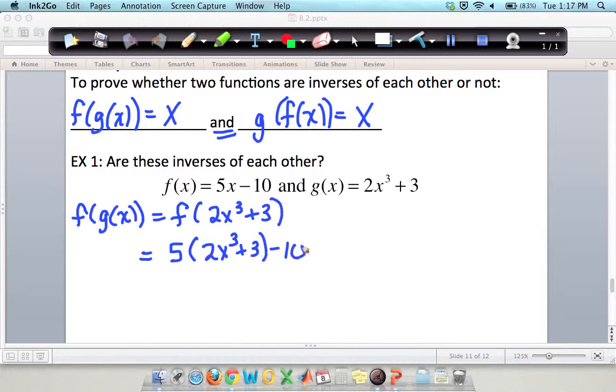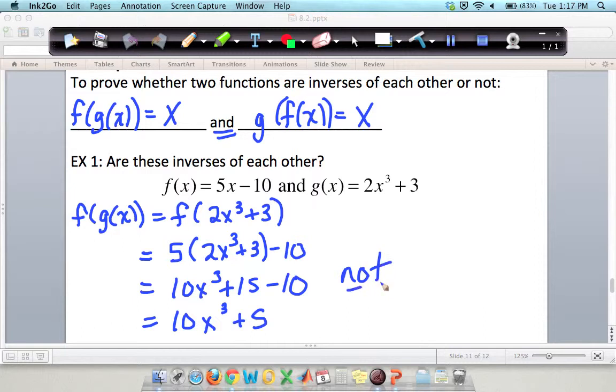So let's simplify, distribute the 5: 10x cubed plus 15 minus 10. And I can see here that there's no way this is going to simplify to just be x. This is 10x cubed plus 5. So I don't even need to do the other direction because this is not x. So these are not inverses of each other. If one direction doesn't work, then you can just stop because it has to work in both directions. So they're not inverses of each other.